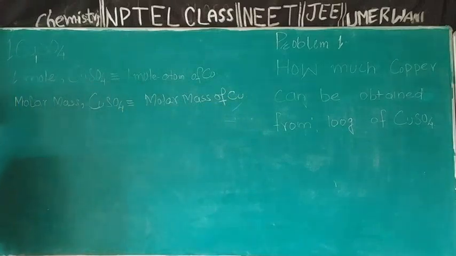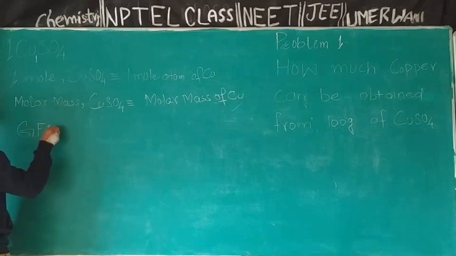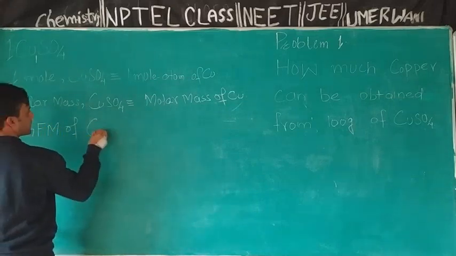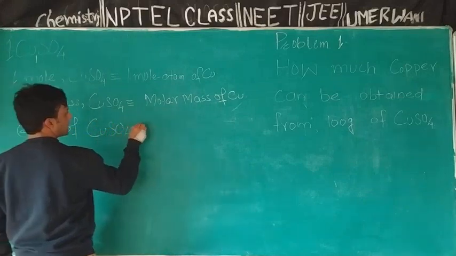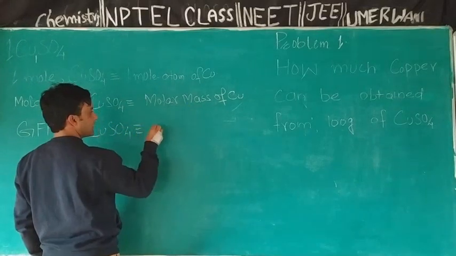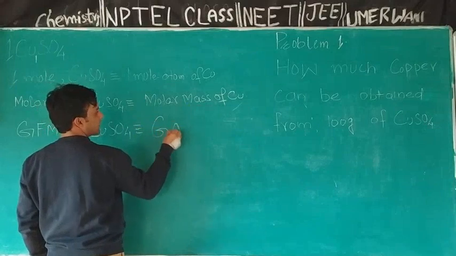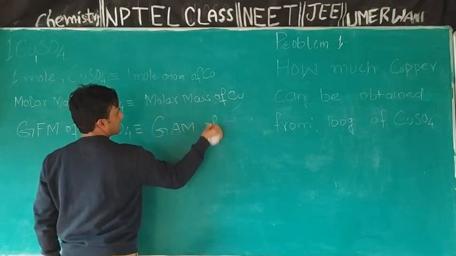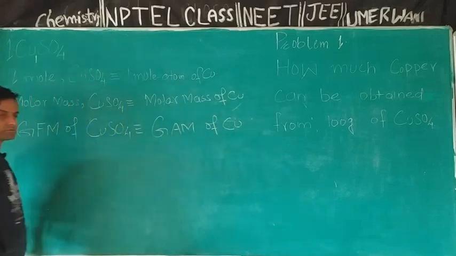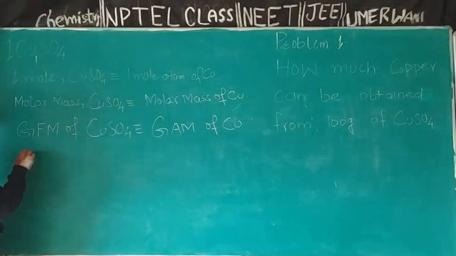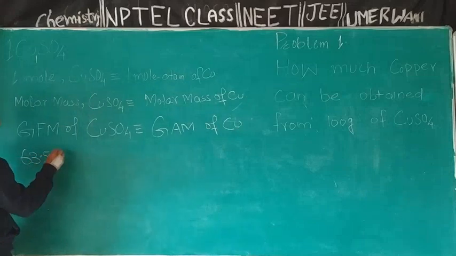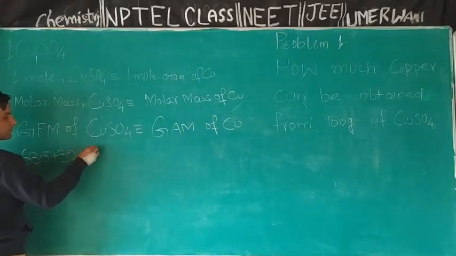Now copper sulfate is an ionic compound, so its molar mass will be equal to the gram formula mass of copper sulfate. Copper is an element, so its molar mass will be equal to the gram atomic mass of copper. I will now calculate the gram formula mass of copper sulfate. The atomic mass of copper is 63.5, plus the atomic mass of sulfur is 32, and the atomic mass of oxygen is 16 multiplied by 4.